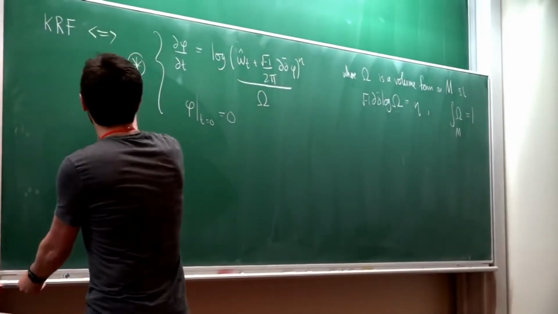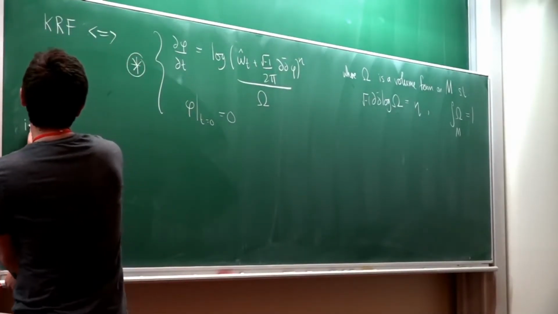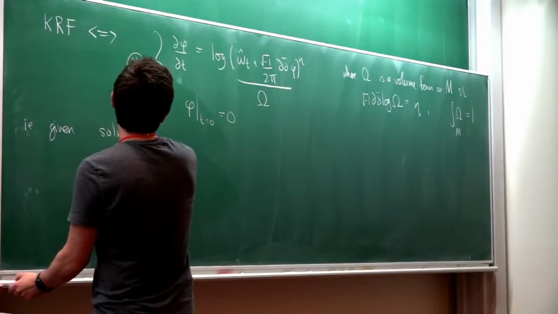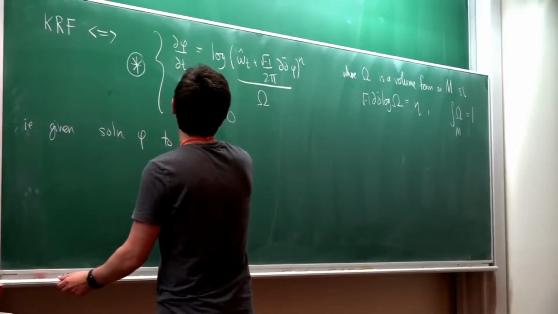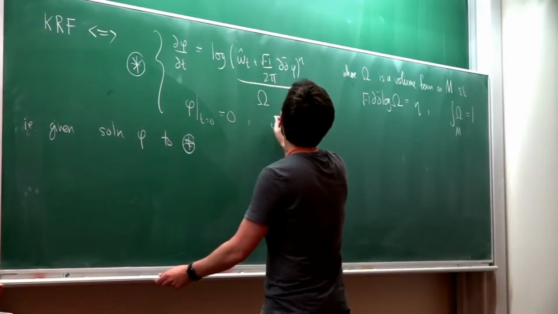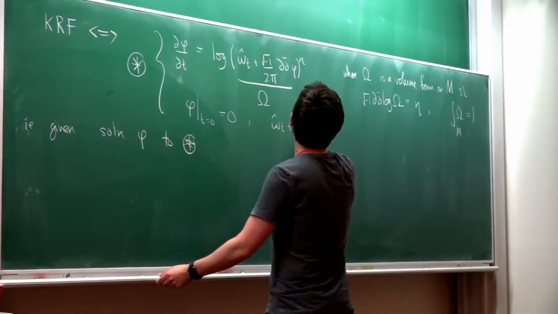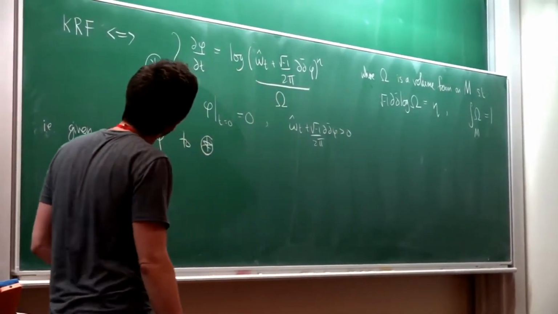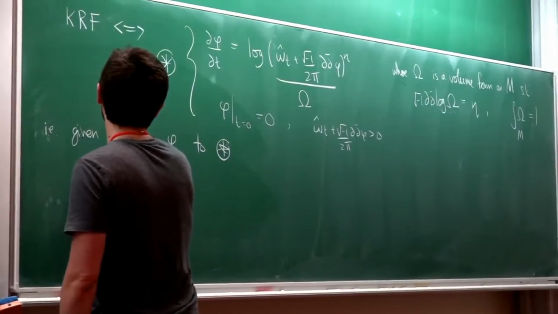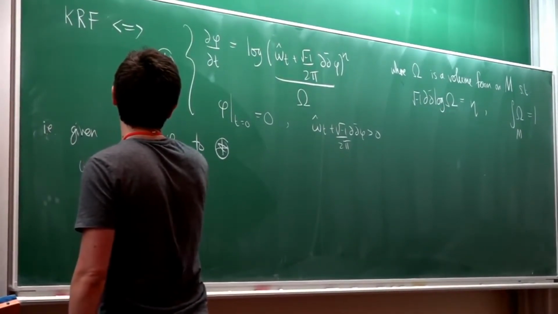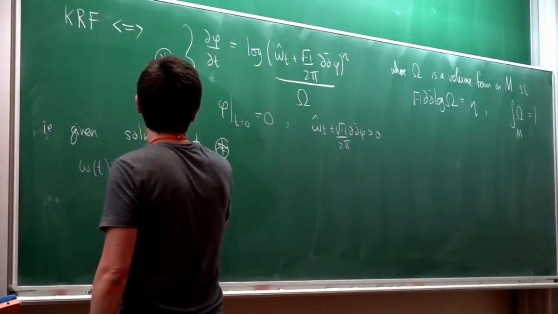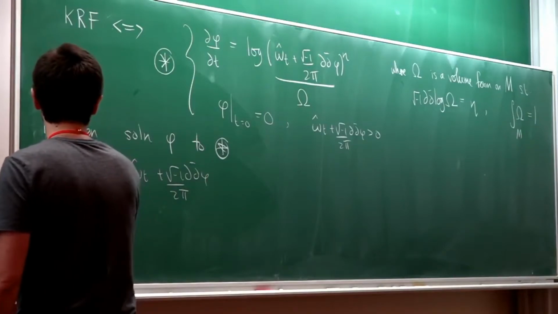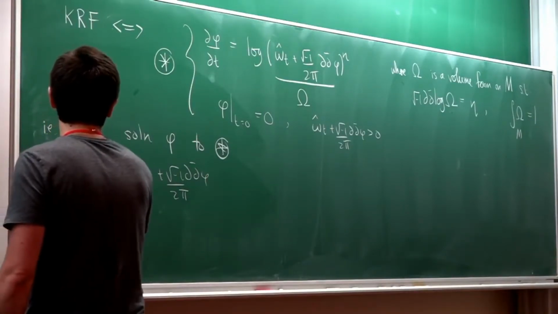So why is the Cayley-Ricci flow equivalent to that? Given a solution phi to star, here of course I'm assuming that omega hat t plus dd bar phi is positive. So given a solution phi to star, you see that omega of t, which is omega hat t plus dd bar phi, solves the Cayley-Ricci flow.